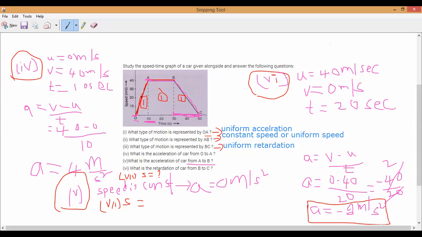For the 7th question, S equals how much will it come? First the triangle. Here I don't have space, so I will directly do it. Area of a triangle is half into base into height. Base equals 10, height is equal to 40. So half into, directly I am doing.